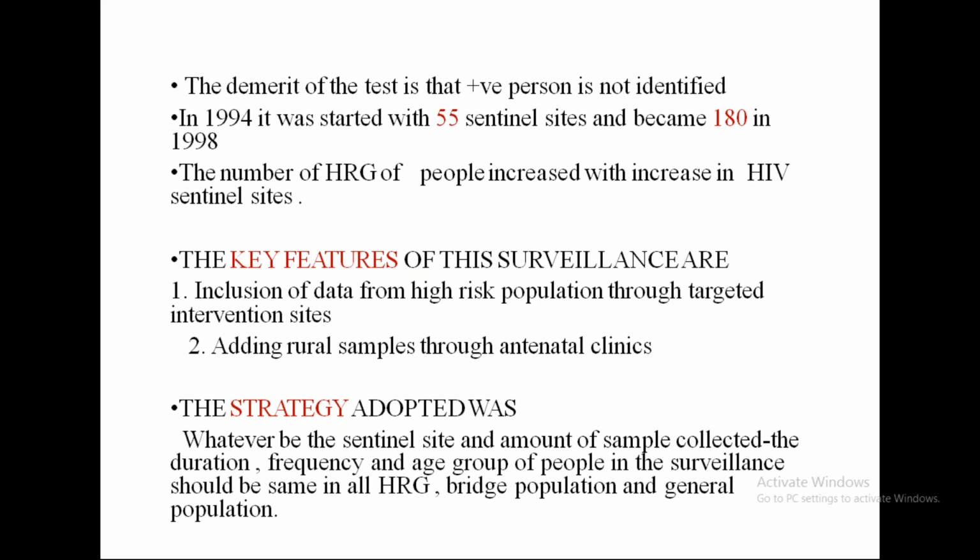So among the high risk group only, the HIV has been increased at different sentinel sites. What are the key features of this surveillance? Inclusion of data from high risk population through targeted intervention sites, adding rural samples through antenatal clinics. So the main advantage of this surveillance is we are going to take data from the high risk population, as well as we are going to collect the data from rural samples from the antenatal clinics.